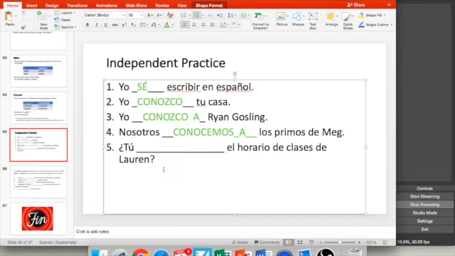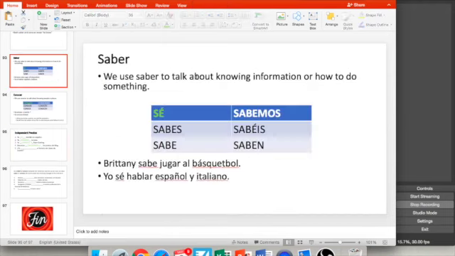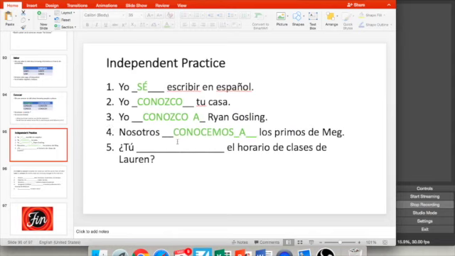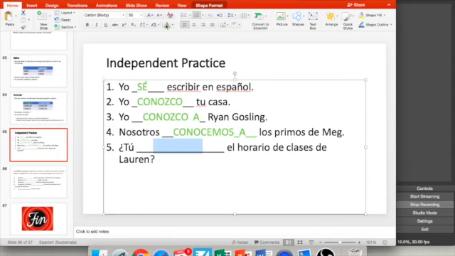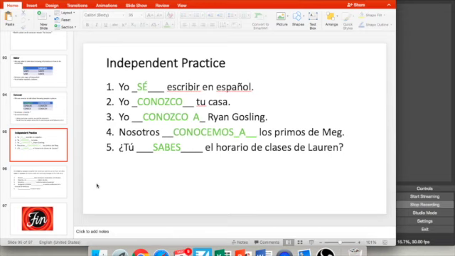So in this case, I'm asking, do you know information, people, places, or how to do something? In this case, information. Do you know her schedule? So saber or conocer? Good, saber. And the tú form of saber should be sabes. So I'm going to say that tú sabes el horario de clases de Lauren.